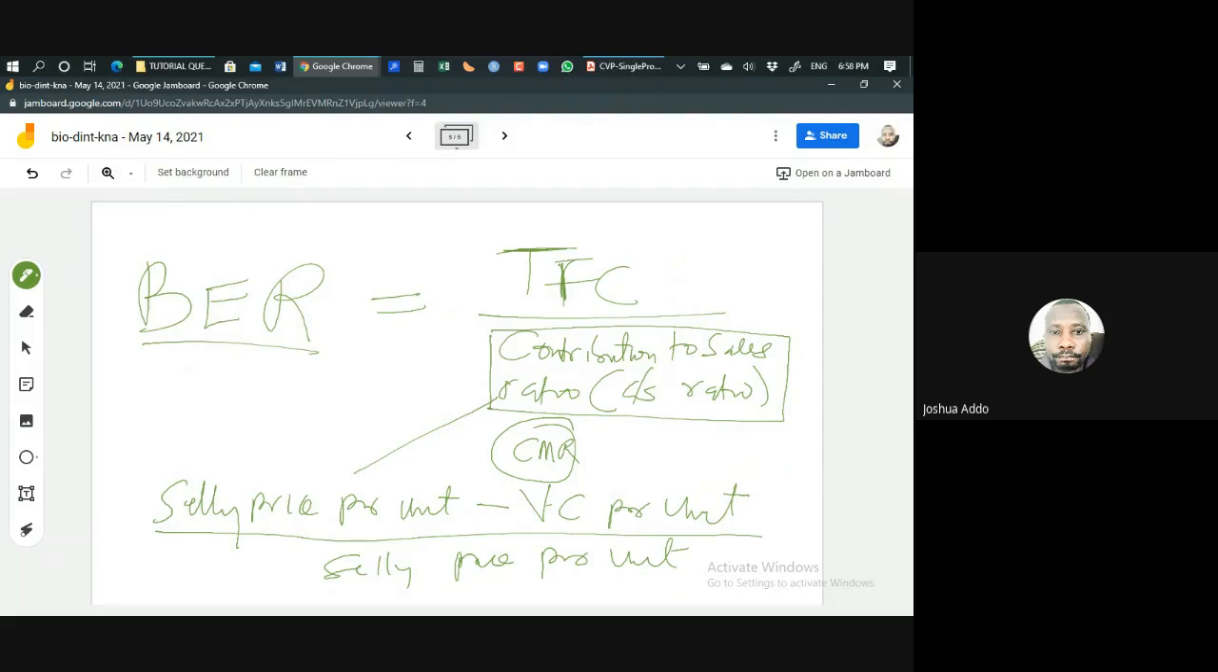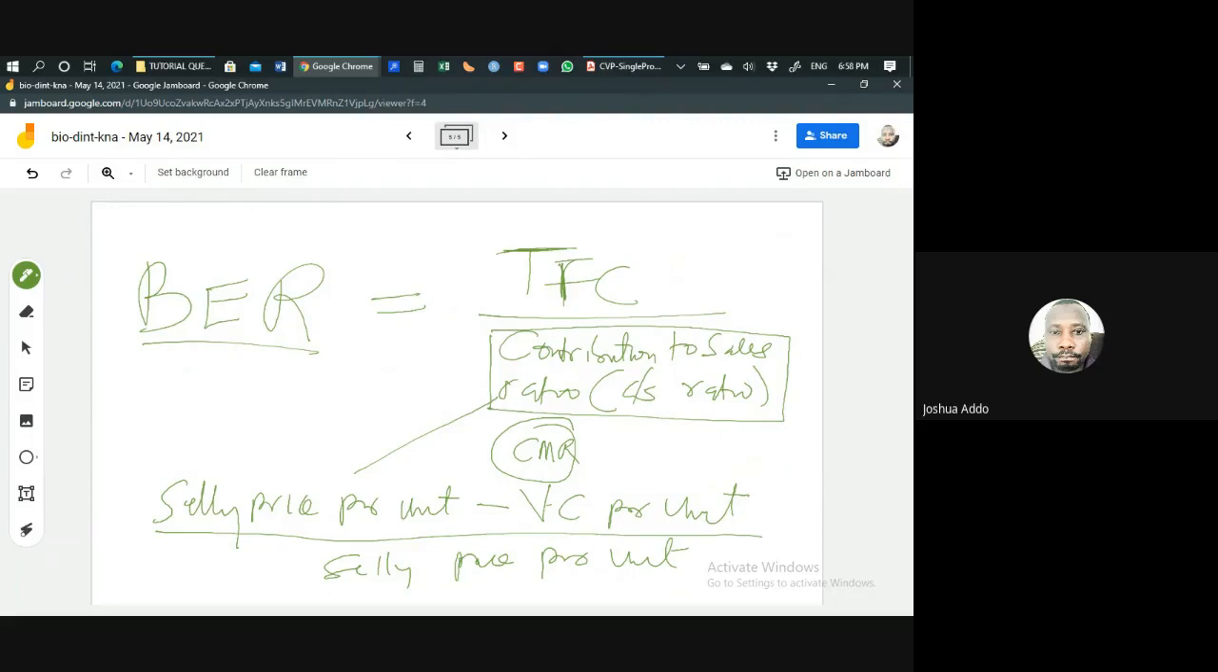So when we divide fixed cost by contribution to sales ratio or contribution margin ratio, we will get our break-even revenue, which is the money that we have to generate so that we can pay all of our costs. But there will be nothing left as profit. Our profit will be zero.